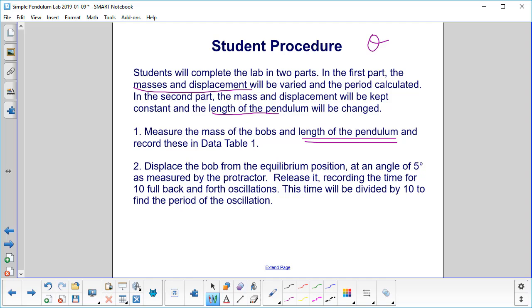Displace the bob from the equilibrium position at an angle of 5 degrees as measured by the protractor. That is less than 15, so we use the small angle approximation, so our equations all work. Release it, recording the time for 10 full back and forth oscillations. We will divide that time by 10 to get the period.